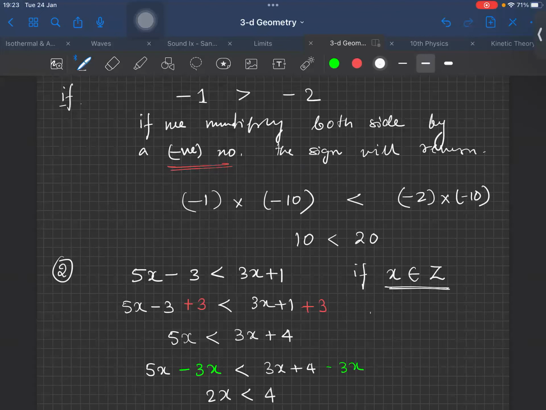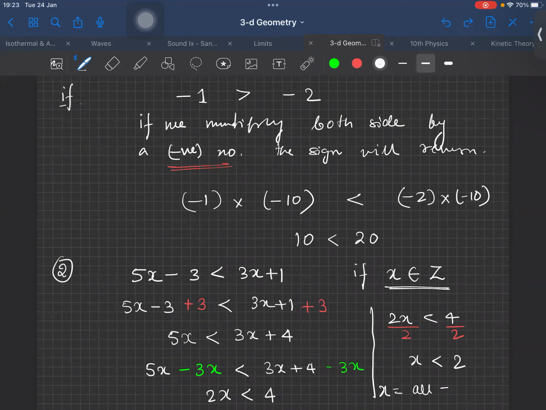Now we will divide both sides by 2. So 2x should be lesser than 4, and dividing both sides by 2, x should be lesser than 2. Now what are the possible values of x if x belongs to integer? The possible values of x will be all negative integers.